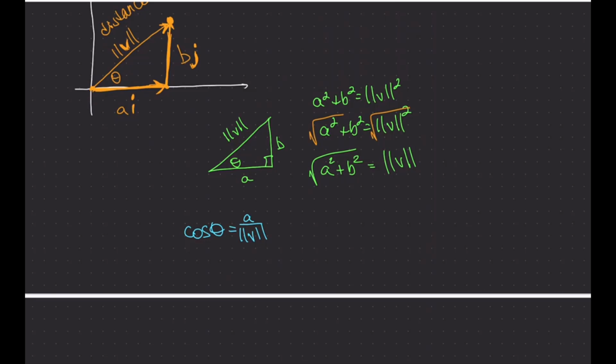How would I get a all by itself? So if I look at this, what part do I want to get rid of? The magnitude, which is in my denominator. To get rid of the magnitude, I'd have to multiply by the magnitude on both sides. So I'd have the magnitude times cosine of alpha equals a.